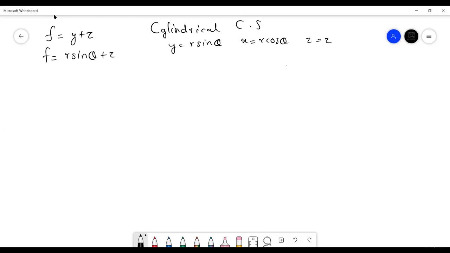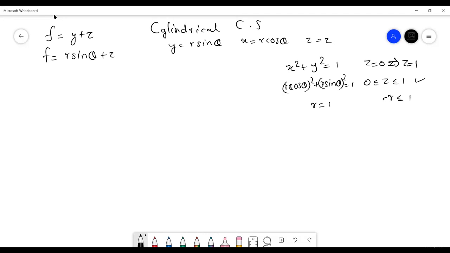Our base is given to us as a cylinder, and the height of the cylinder is defined by z equals 0 to z equals 1. So we know the range of z, and while integrating this is not an issue. We have to find the range of theta and r. Substituting, r cos theta squared plus r sine theta squared is equal to 1, so r would be equal to 1. So the range of r is 0 to 1, and the range of theta is obviously 0 to 2 pi, since it is a whole cylinder.